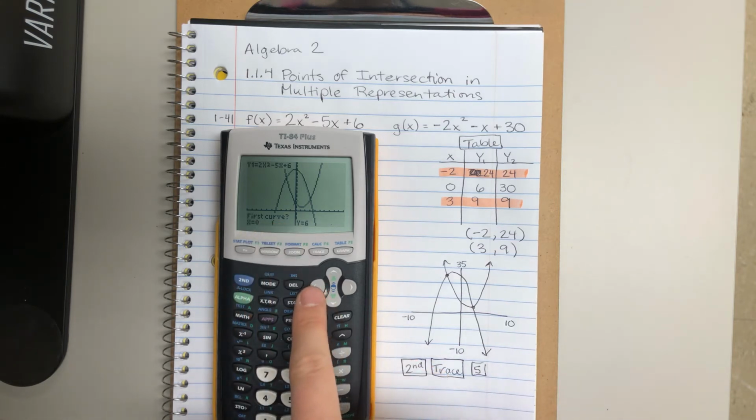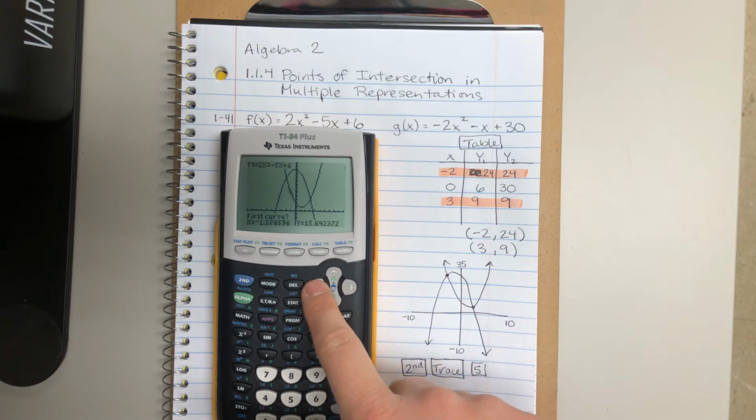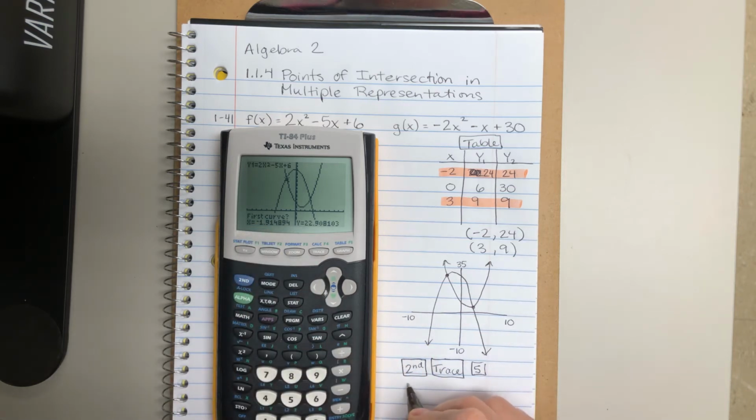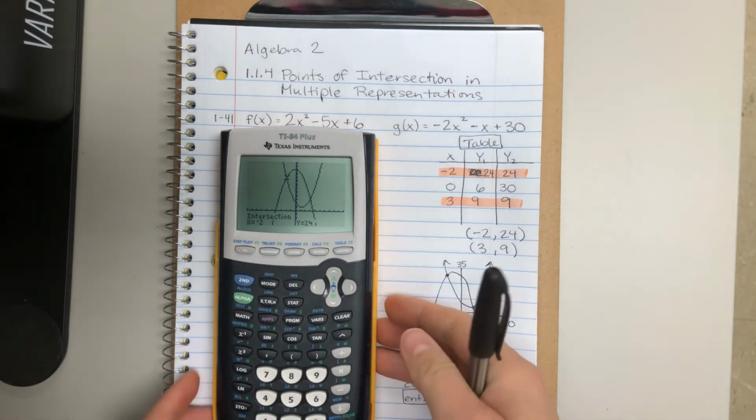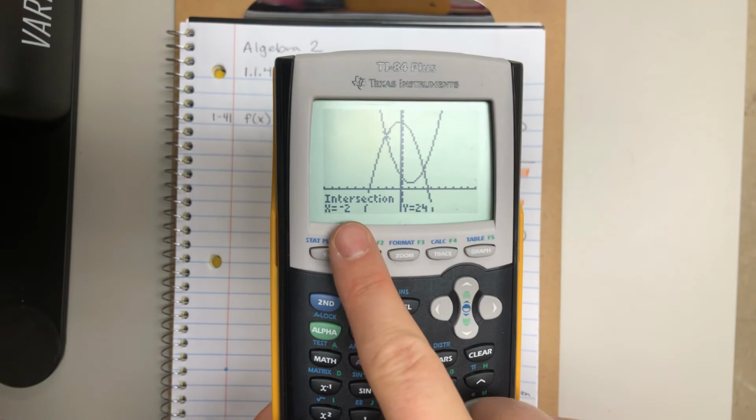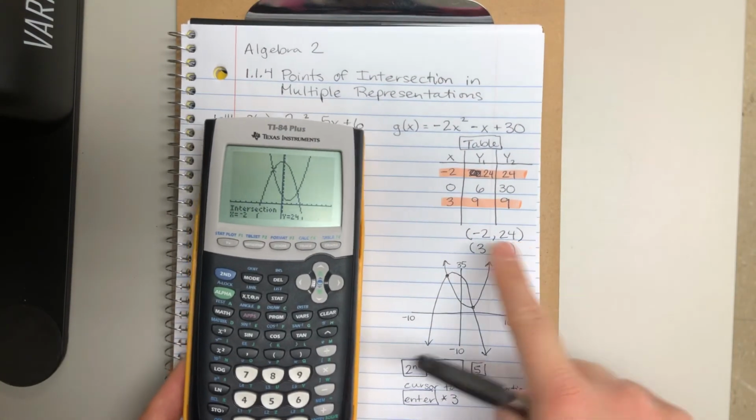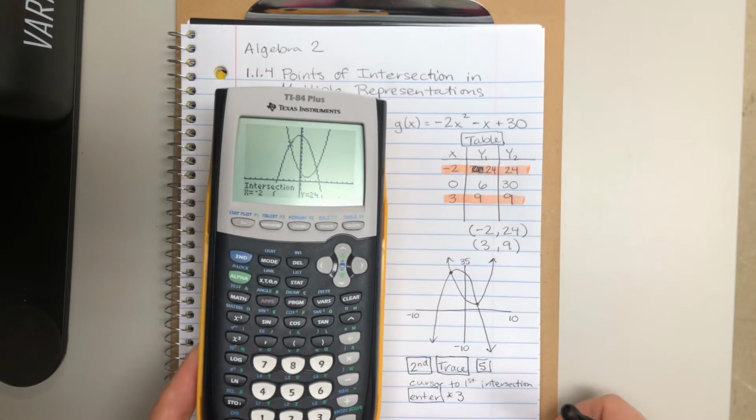So I'm going to scroll over to the left until my cursor is really close to that first place of intersection. Okay, so cursor to first intersection. Then, after my cursor is at the first intersection, I'm going to hit enter 3 times. 1, 2, 3. And it's going to tell me right here on my screen that the intersection is at -2, 24, which we already knew, but that's one way that you can make your calculator tell you the answer.